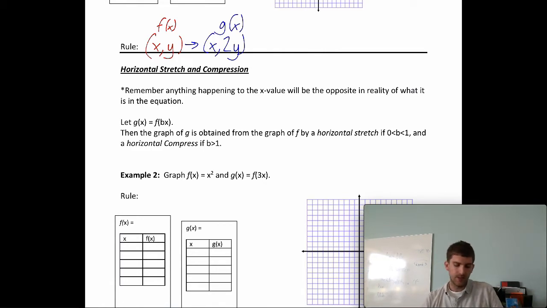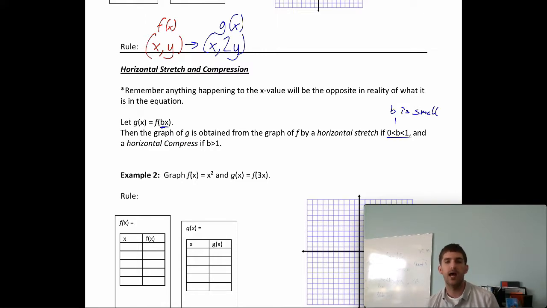So let g of x equal f of bx. You'll notice that b is inside of the parentheses there. So then the graph of g is obtained by taking the graph of f and horizontally stretching it if 0 is less than b is less than 1. So in other words, b is small. We're talking like decimals like 0.5 or fractions like 1/7. And it's a horizontal compression if b is greater than 1.